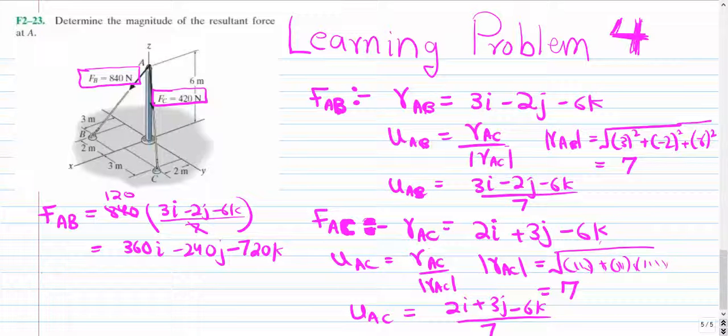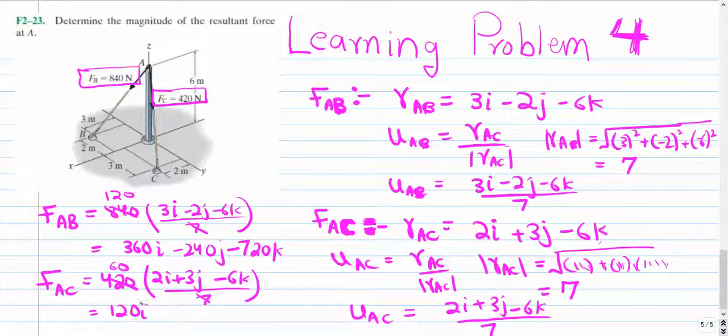Similarly, we can also find the force vector from A to C by multiplying its magnitude, which is 420 newtons, by the unit vector from A to C, which is 2i plus 3j minus 6k divided by 7. And we can simplify this. We get 120i plus 180j minus 360k.